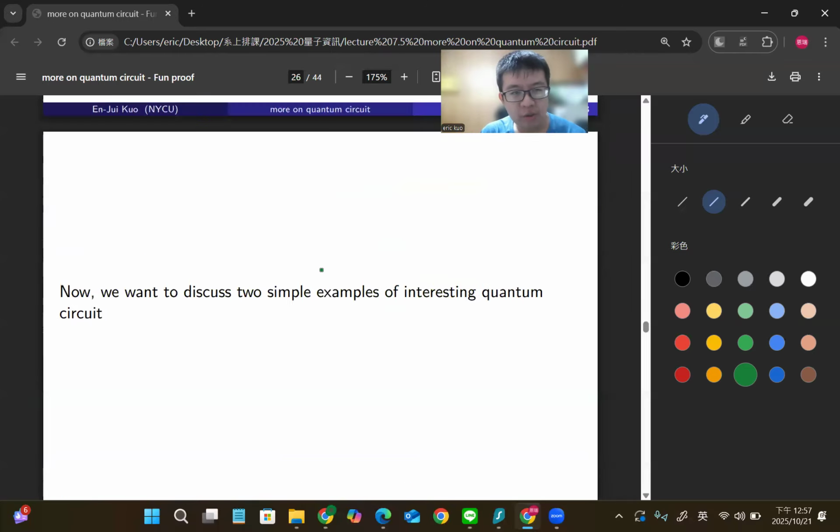Okay, so now I want to discuss two simple examples of interesting quantum circuits. But I think this is enough for this week's lecture, so we will talk about them next week.